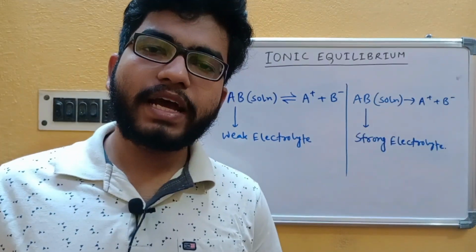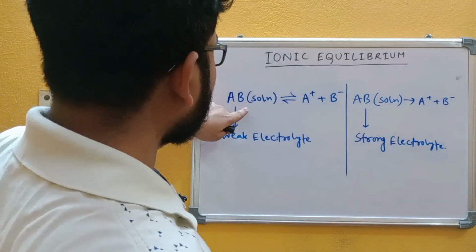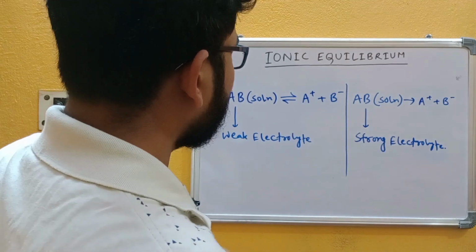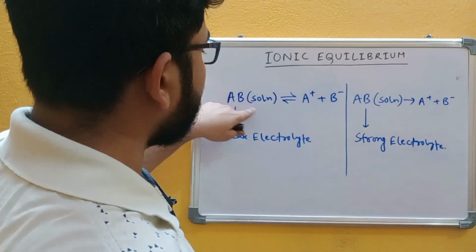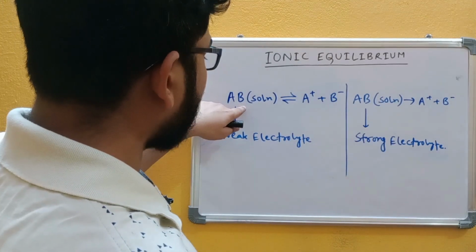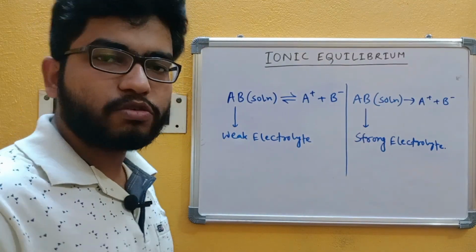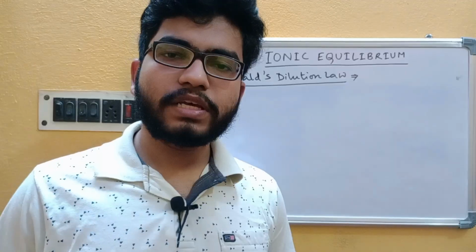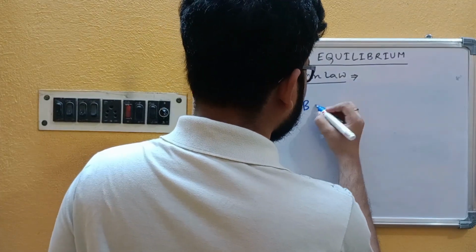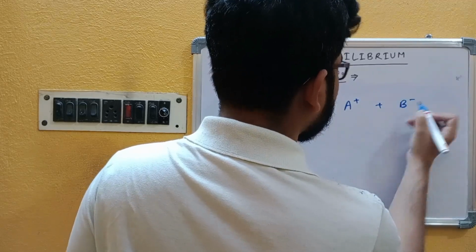Now a question may arise in your mind: how can we find what amount of this AB will dissociate to A plus and B minus? We discussed that AB partly dissociates to A plus and B minus, but we don't know what amount of AB partly dissociates. So for this we have a law, that is Ostwald Dilution Law. Suppose AB is a weak electrolyte which partly dissociates to A plus and B minus.